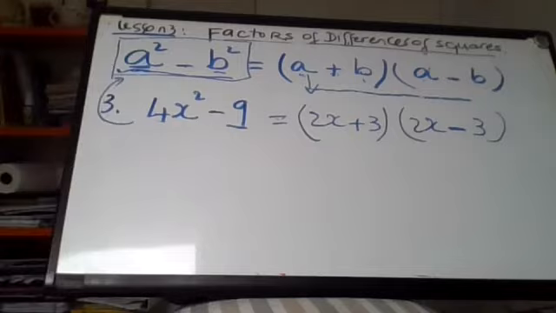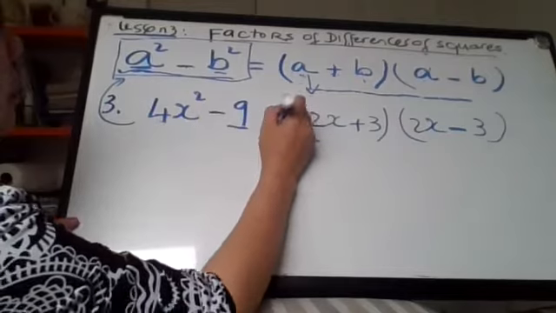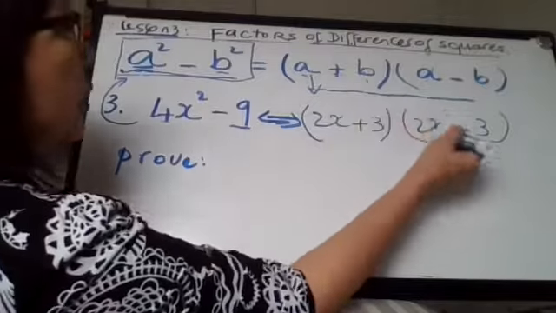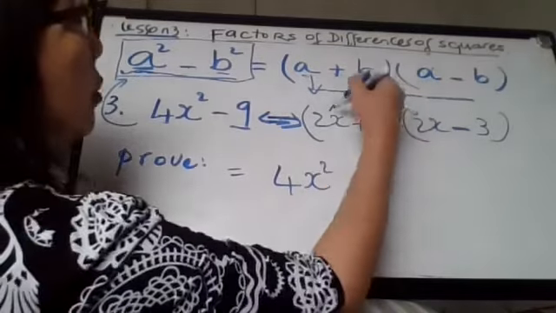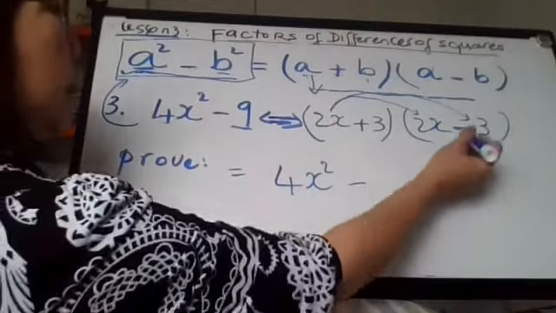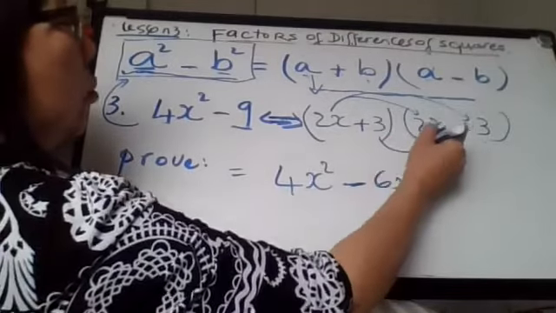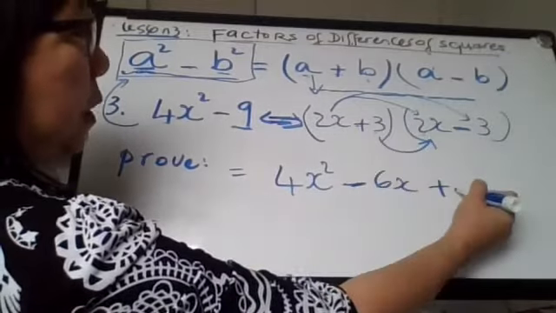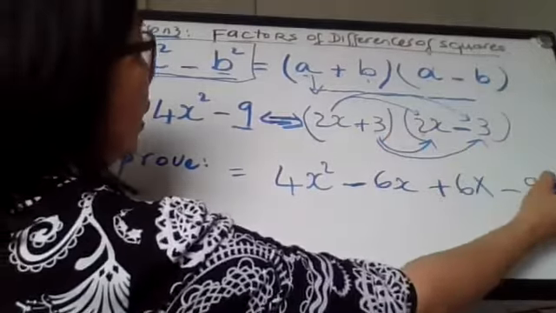But let me prove to you that yes, these two brackets equal the left side, okay? So let's prove that. I'm going to expand them, tie them together. 2 times 2x equals 4x squared. 2x times 3, top 2 arrow, and positive times minus, minus 6x. Now 2 arrow at the bottom, 3 times 2x, positive times positive, plus 6x. 3 times minus 3, minus 9.